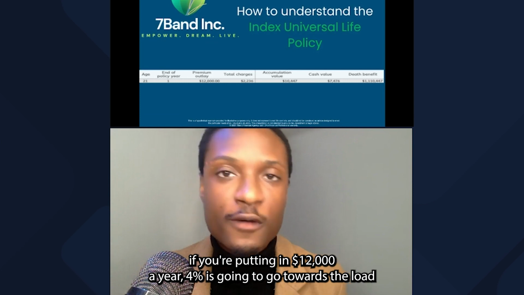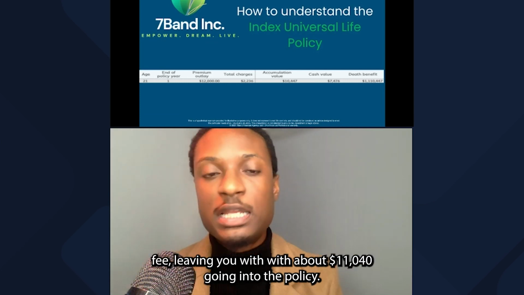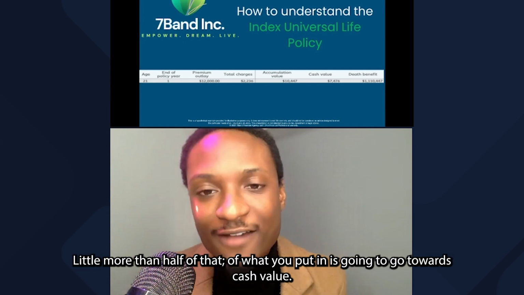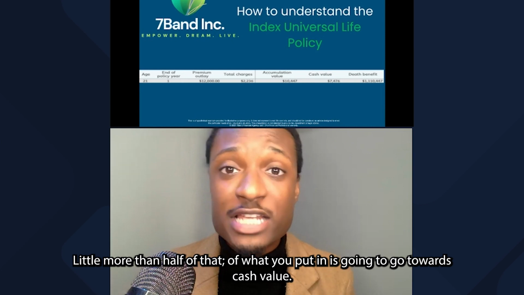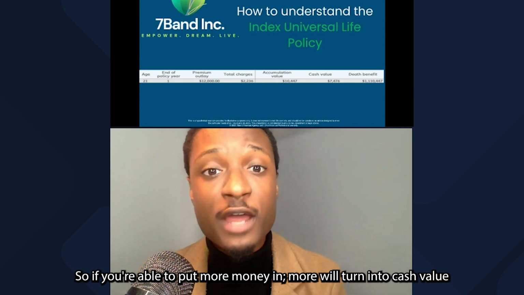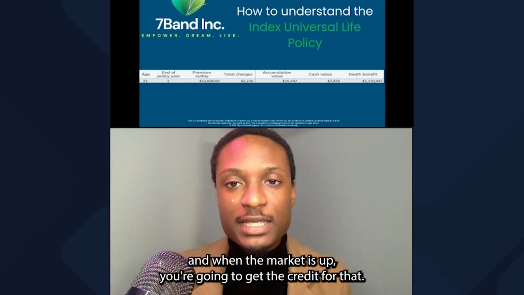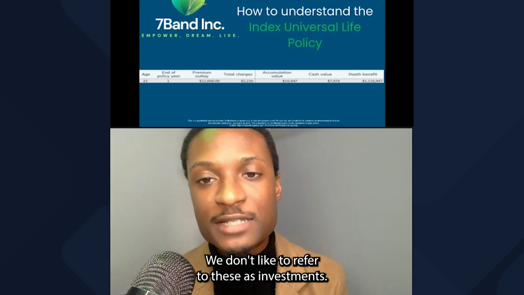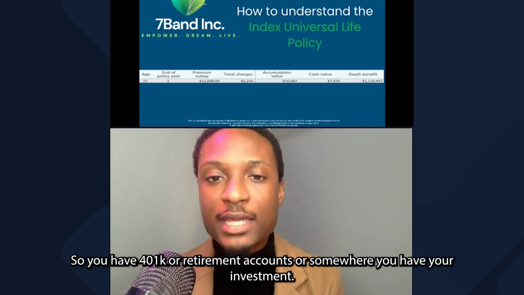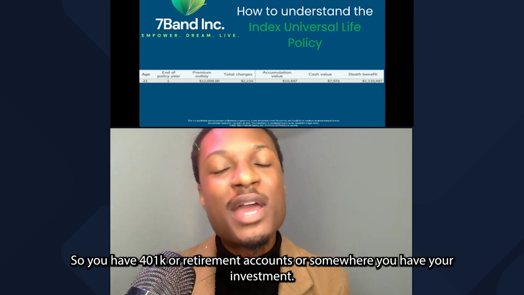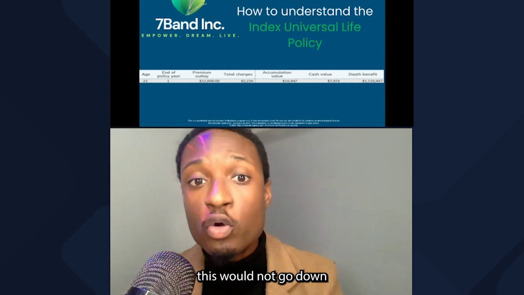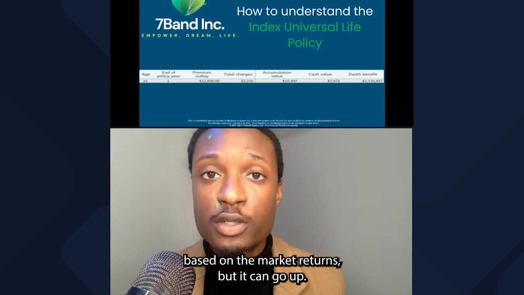So this is how this works. If you're putting in $12,000 a year, 4% is going to go towards the load fee, leaving you with about $11,040 going into the policy. A little more than half of what you're putting in is going to go towards cash value. So if you're able to put more money in, more will turn into cash value. And when the market is up, you're going to get the credit for that. While we don't like to refer to these as investments, it can be a good, safe place to have some of your money. So you have 401k or retirement accounts or somewhere you have your investments. But those are the things that can go down. At least this would not go down based on the market returns, but it can go up.